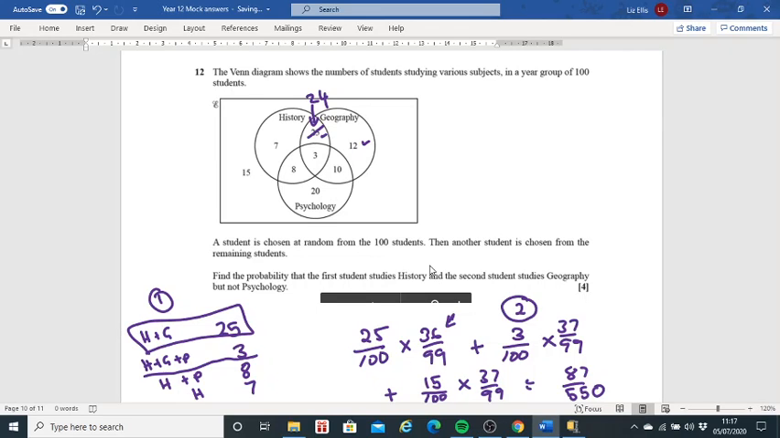Right, hopefully this has helped. Let me know by email or whatever if you want me to go over anything again. But this is the rest of your mock.